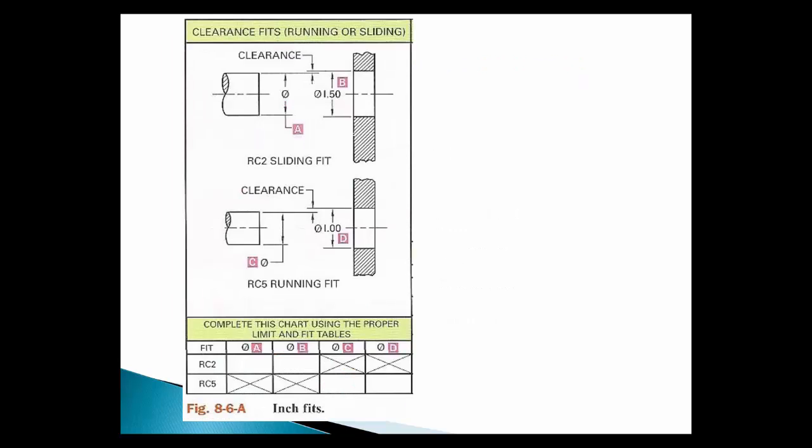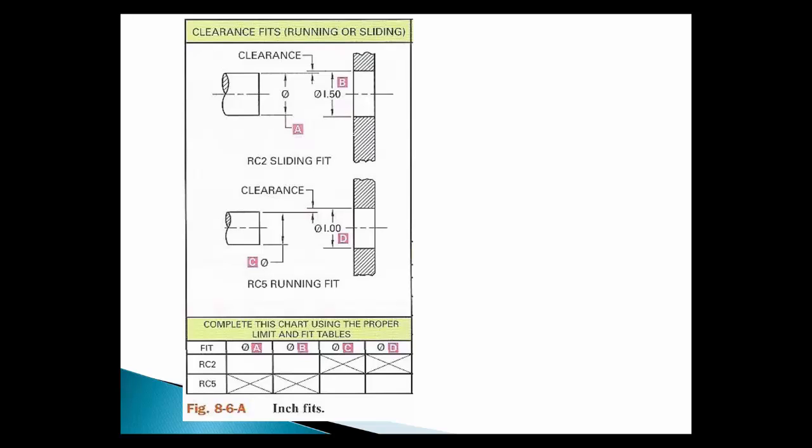In this example, which is similar to your first drawing project this week, there is a 1.5 diameter hole and we need an RC2 fit. RC is a running clearance fit, which means there will always be space or clearance between the hole and the shaft.